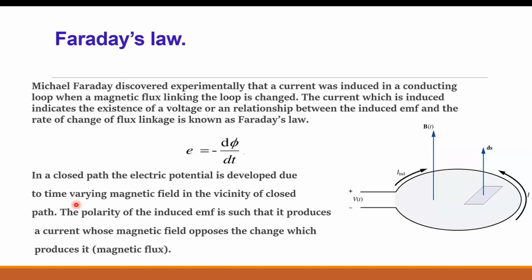Now here in this equation, you can see there is a negative sign. E is equal to minus d phi by dt. The negative sign indicates that whatever induced EMF is there, it opposes the cause of producing it. So the polarity of the induced EMF is such that it produces a current whose magnetic field opposes the change which produces it. So flux is causing EMF, and whatever EMF is induced will oppose the change of flux in return, right? So these things are related by Faraday's law.